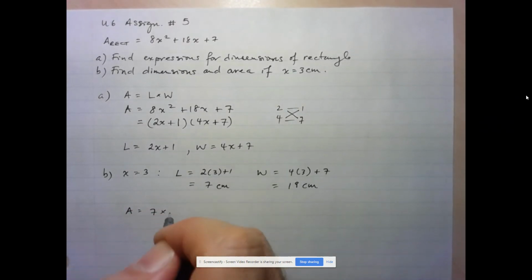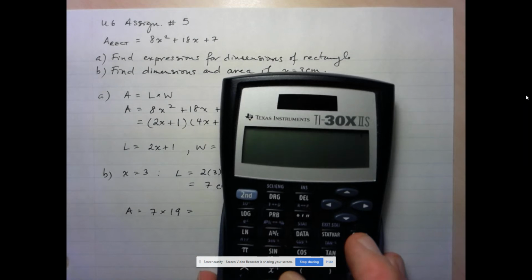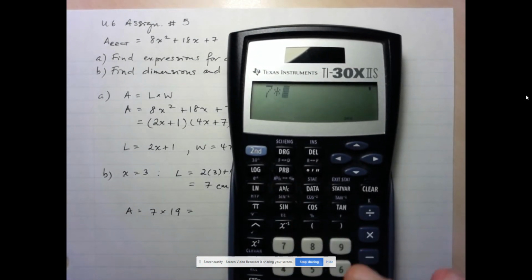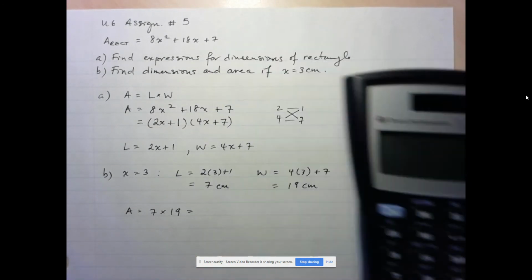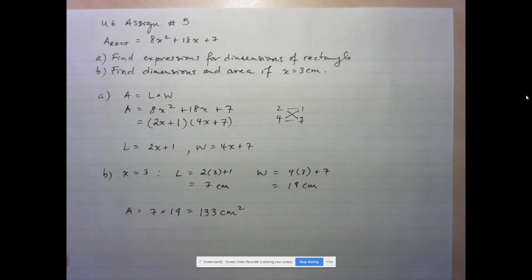Okay, now to find the area, I just have to multiply the 7 times 19. I know I really shouldn't, but I'm going to use my calculator just to make sure I don't make any silly mistakes. 7 times 19, and that's equal to 133 centimeters squared.